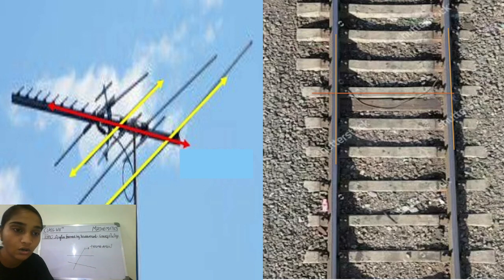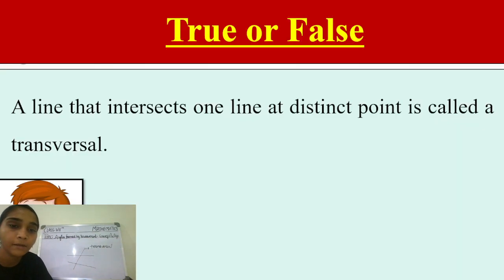Now students, it's your time to answer the given statement as true or false. A line that intersects one line at a distinct point is called a transversal. Is this statement true or false?